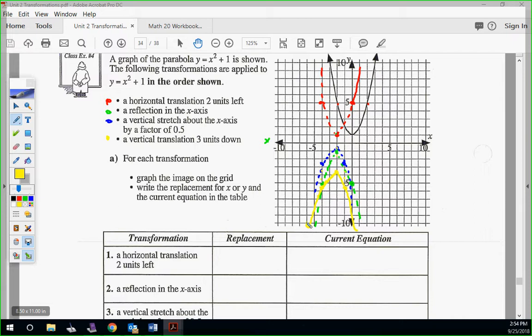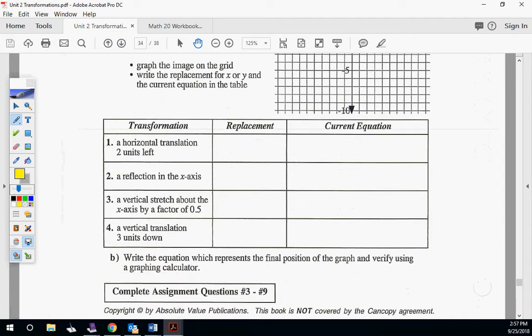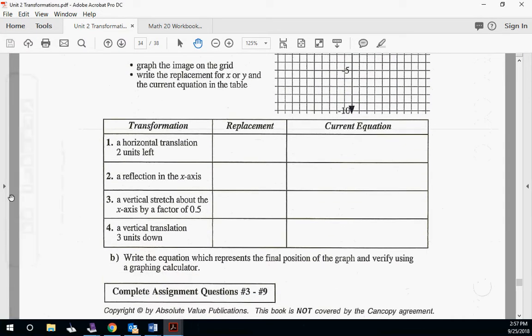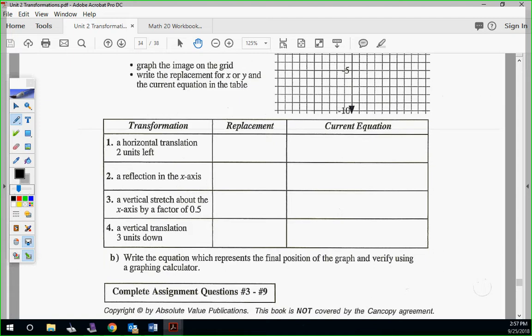Then we're going to fill out this grid of what you're replacing. When you do horizontal translation 2 units left, what are you putting in? Okay, let's finish out. If I'm doing 2 units left horizontal translation, that means x plus 2, right? And so from the x squared plus 1, we are changing it to x plus 2 squared.